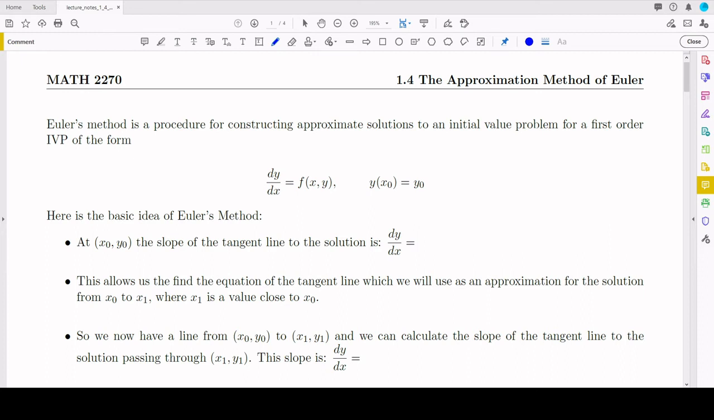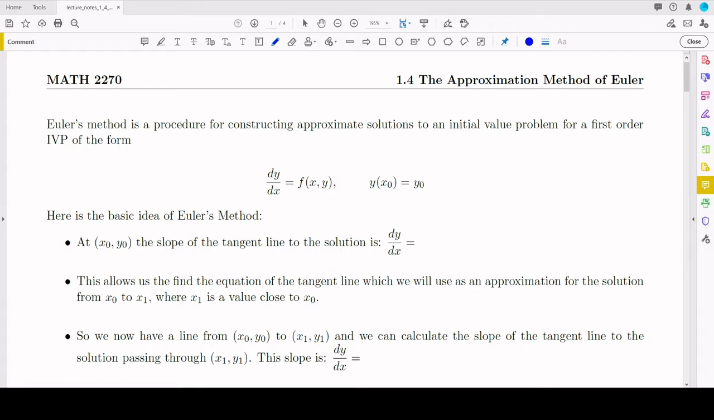In this section, we'll talk about the approximation method of Euler. Euler's method is a procedure for constructing approximate solutions to an initial value problem for a first-order initial value problem of the form dy/dx equals f of x, y, and y at x naught equals y naught.